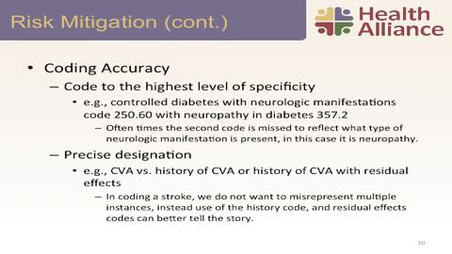The second coding tip that I'd like to give tonight is precise designation. The example I have here is a patient that has had a stroke. The initial hospital encounter is going to have that CVA coded. When the patient comes back for follow-up in the provider's office, that CVA is no longer an acute CVA. The patient now has one of two things: a history of CVA, or residual effects caused by a CVA.